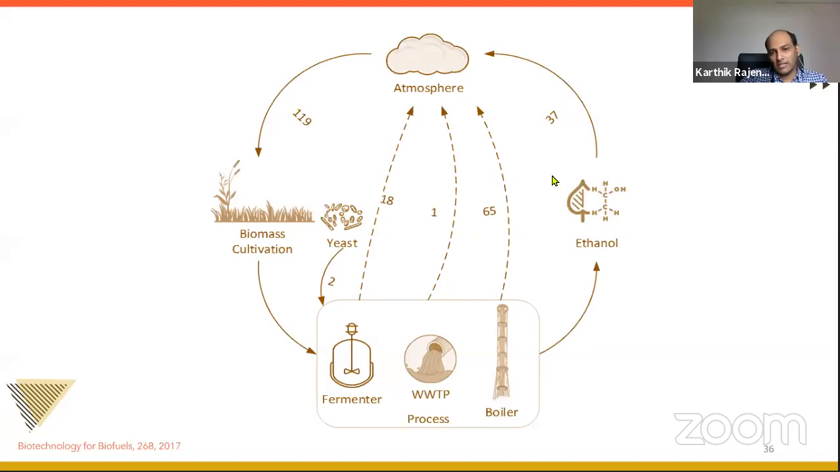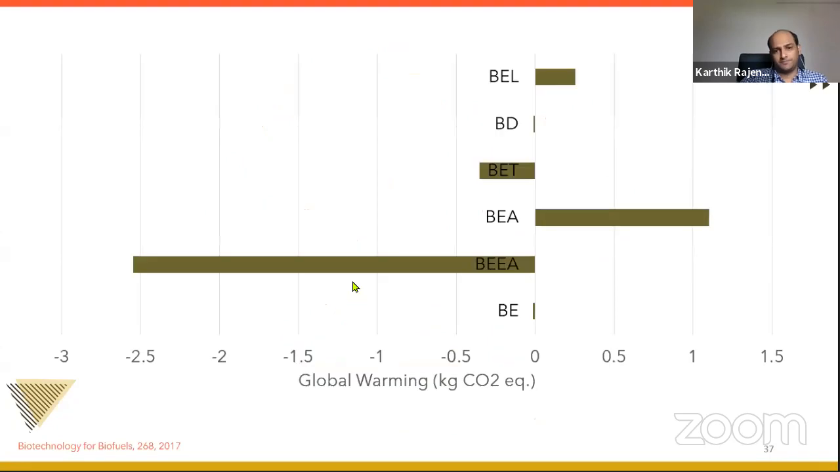This releases the ethanol. From the ethanol you release back 37 kilograms of carbon. From the boiler, the carbon dioxide is 65 kilograms. Wastewater treatment corresponds to 1 kilogram, and fermentation corresponds to 18 kilograms. And you add yeast, the biomass for the initial inoculum for ethanol production, which is about 2 kilograms.